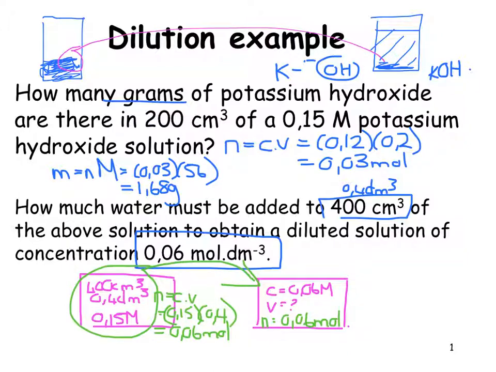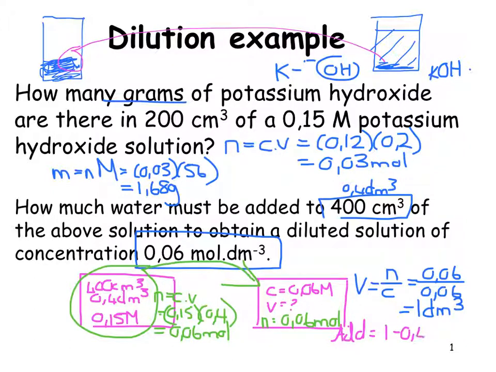And then I work out a volume. And volume is going to be equal to number of moles divided by concentration, 0,06 divided by 0,06 by some convenient coincidence. And I get 1 decimeter cubed. But the question asks how much water needs to be added to that to get to 1 decimeter cubed. Well, I already had 0,4 decimeters cubed, so how much water needs to be added? So I need to add 1 minus 0,4, which is equal to 0,6 decimeters cubed.